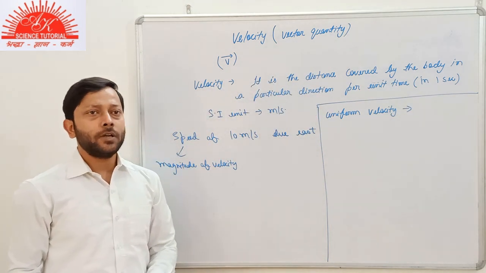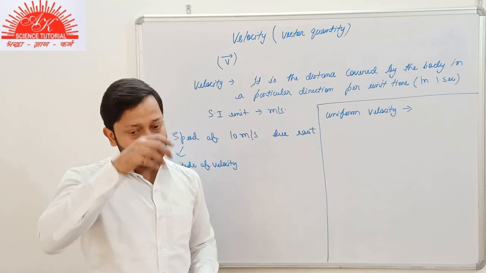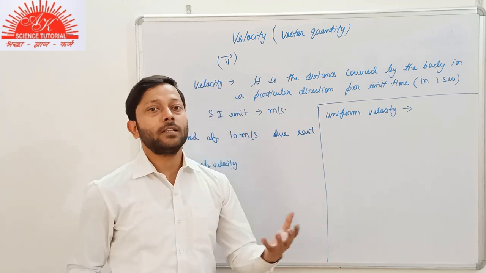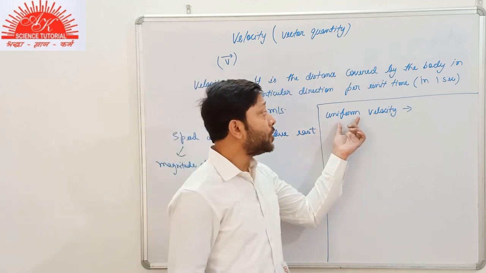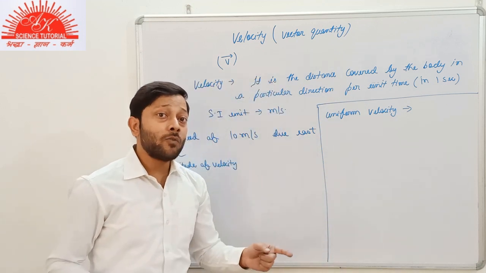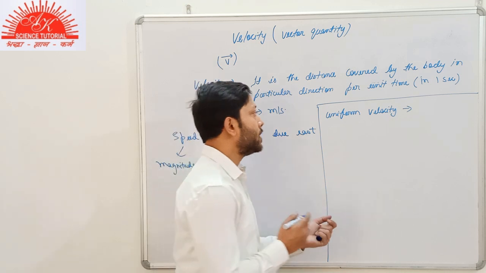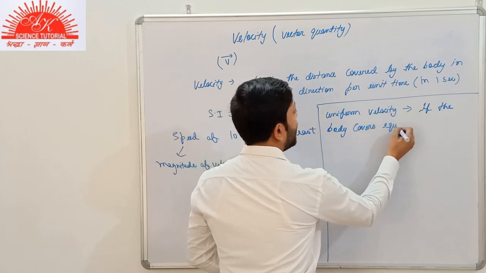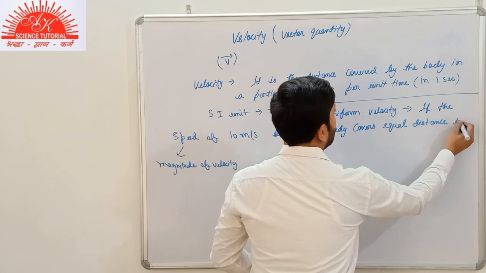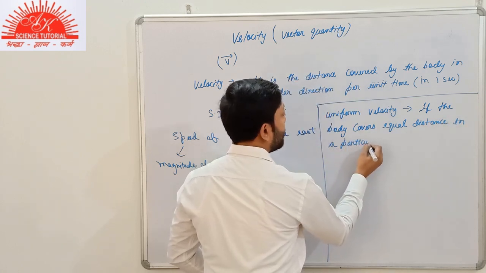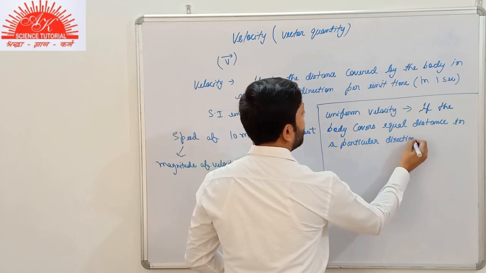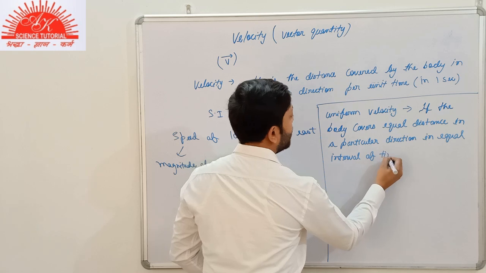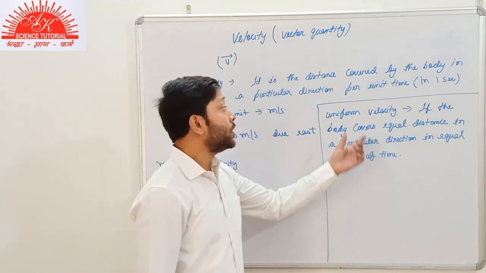So what is uniform velocity? Firstly, recall uniform speed, which I told you about earlier. What is uniform speed? If the body covers equal distance in equal intervals of time, then the body is said to be moving with uniform speed. But here we have to define uniform velocity. It means that along with the magnitude and unit, there must be direction also. So we'll define it: if the body covers equal distance in a particular direction in equal intervals of time, then the body is said to be moving with uniform velocity.